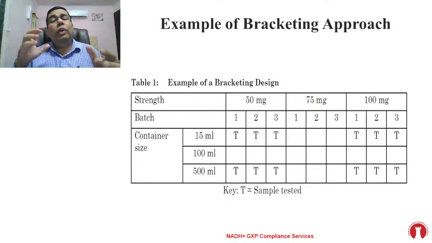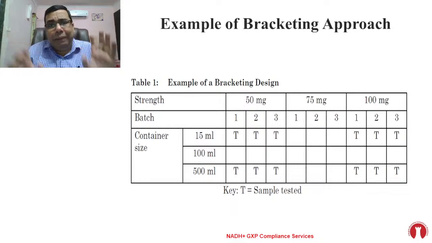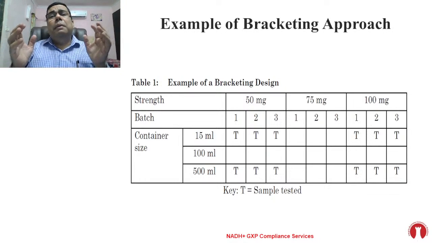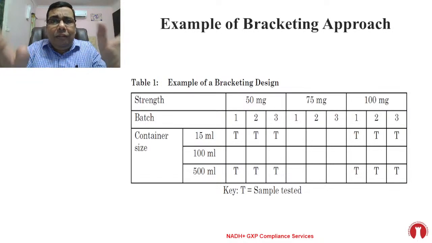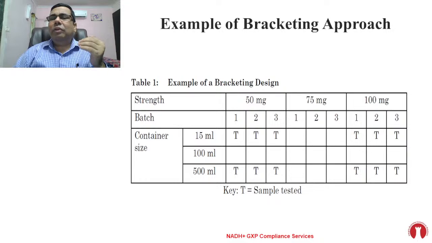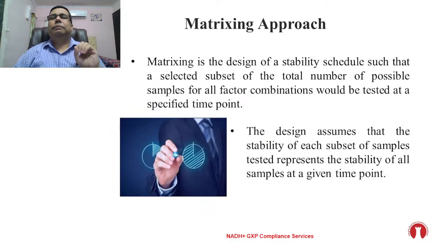Matrixing is somewhat tricky. Bracketing is very simple and easy, widely accepted approach, but matrixing is somewhat tricky. So bracketing is very easy. Up to here it is very clear, right? So now let us discuss the next, that is matrixing. So what is meant by matrixing? Let us discuss the matrixing. I hope bracketing is clear to all of you. I presented one example. Similar way now we will discuss the matrixing.